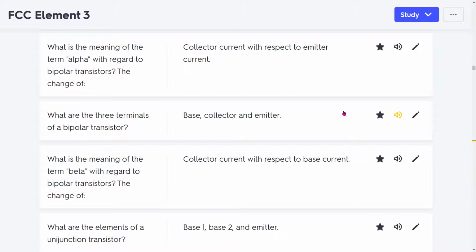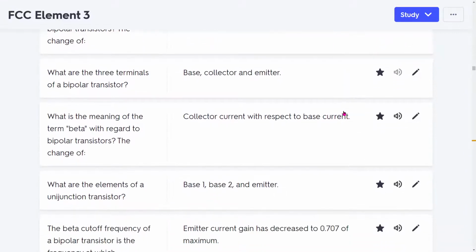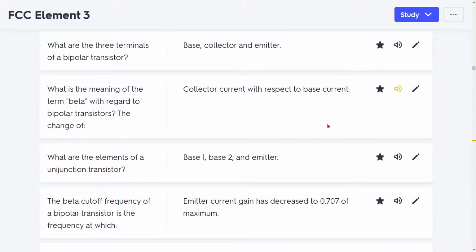What are the 3 terminals of a bipolar transistor? Base, collector, and emitter. What is the meaning of the term beta with regard to bipolar transistors? The change of collector current with respect to base current. What are the elements of a unijunction transistor? Base 1, base 2, and emitter.